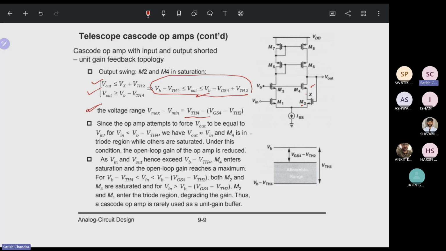In that case, M4 is in the triode region, and under this condition the open loop gain of the op-amp is reduced. Now, as V in and V out exceed Vb minus Vth4, what is going to happen? M4 enters into saturation and the open loop gain reaches a maximum value. This is how we achieve our Vx minus V in.